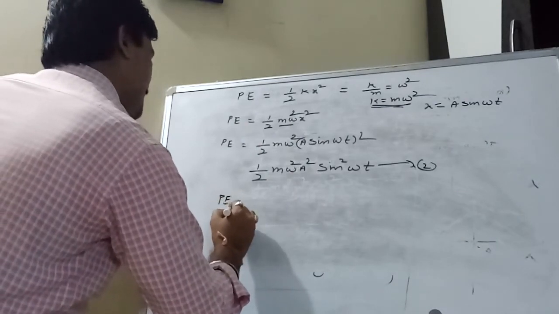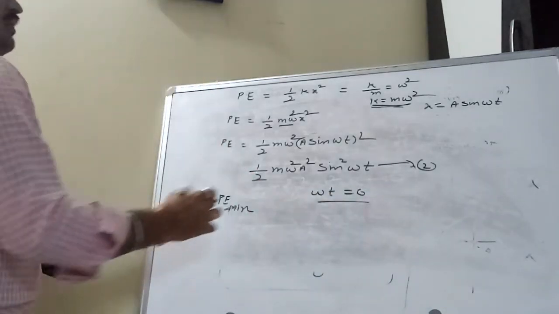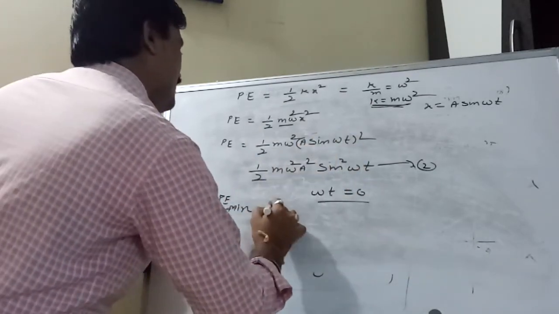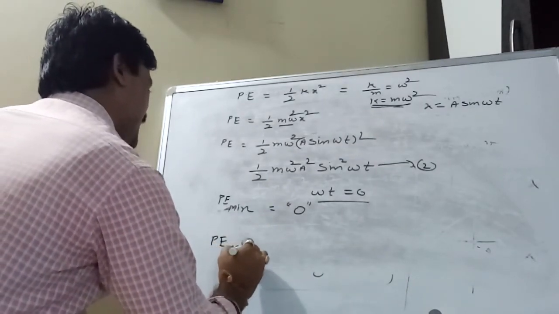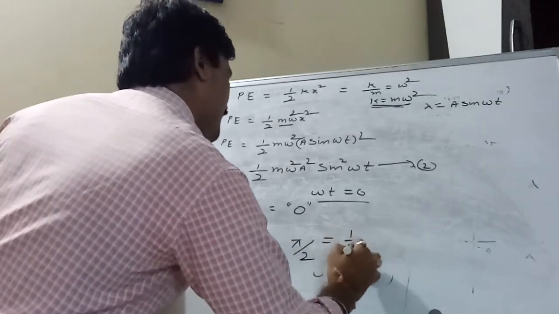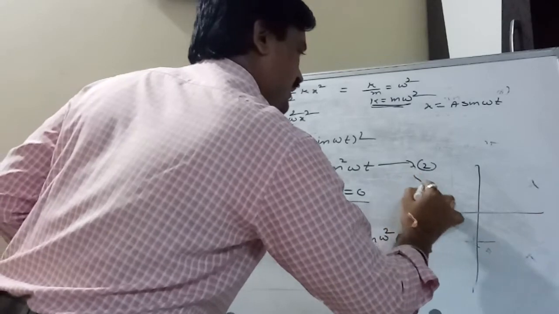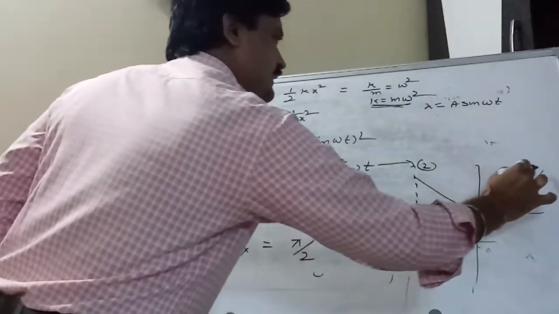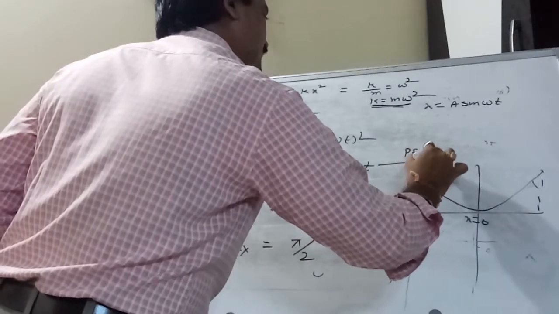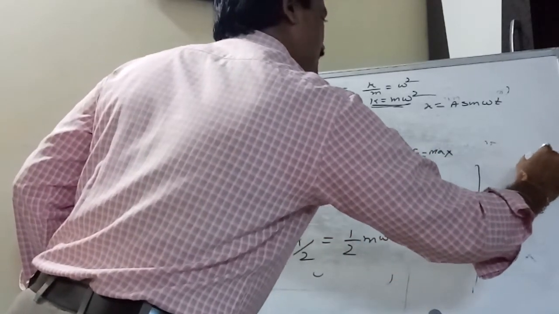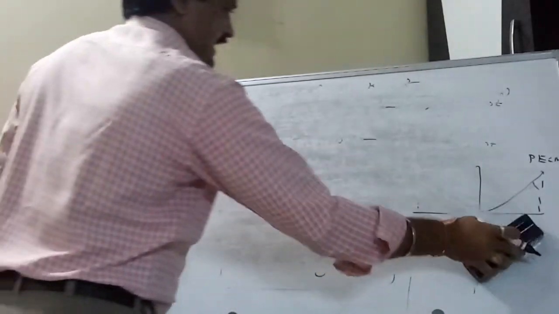So PE maximum, PE minimum. When omega t is equal to 0, sin omega t and sin square omega t are also 0. PE is minimum at the 0 position, and PE is maximum at the extreme position, omega t equal to pi by 2, with the value half m omega square a square. So the graph is the reverse of the previous graph. At x equal to 0, PE is minimum, and at x equal to minus a and plus a, PE is maximum. So both graphs are taken, potential energy and kinetic energy.